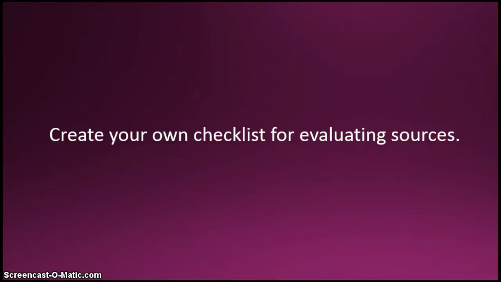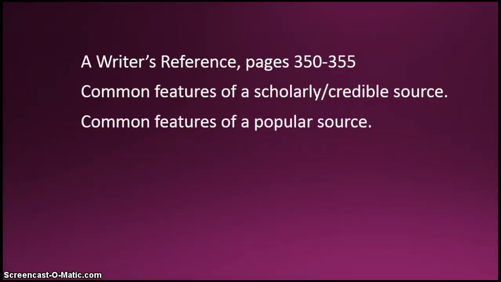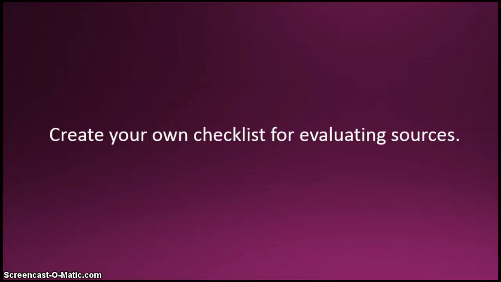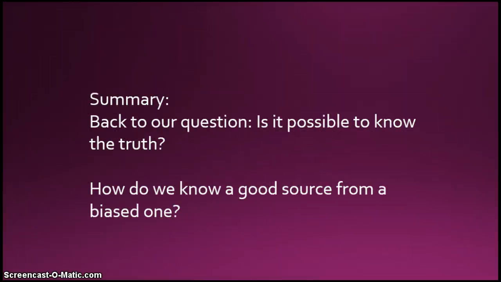If you were in the classroom with me, I would have us group up, and I would have you create your own checklist for evaluating sources, going back to a writer's reference, going back to Writing Today, and I'd have you put them all together, kind of give yourself a cheat sheet of what you look at when you're researching. So I encourage you to just go ahead and do that. So in summary, back to our question, is it possible to know the truth? How do we know a good source from a biased one? Well, if you look at those documents that I just referred you to in those three textbooks, you will definitely have the tools that you need to answer that question.